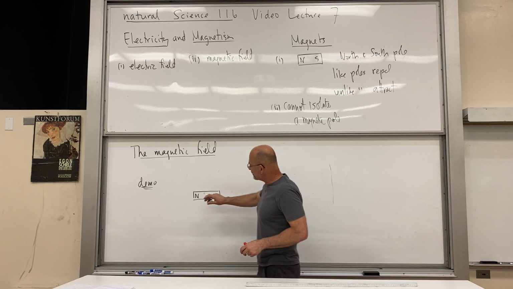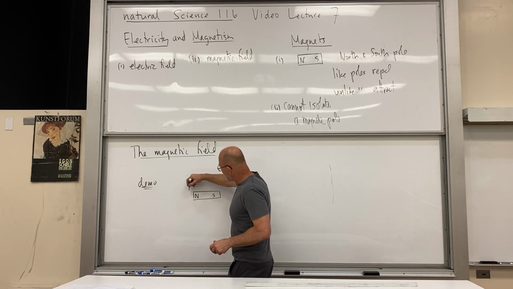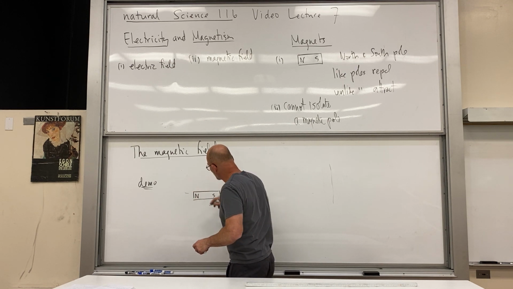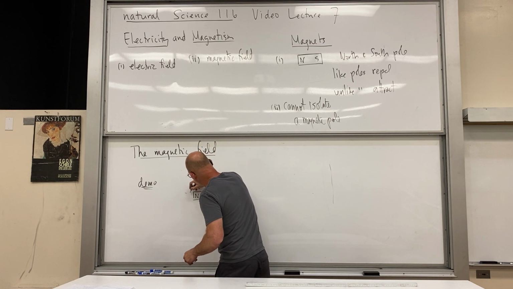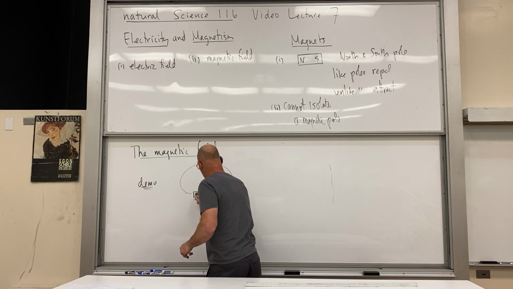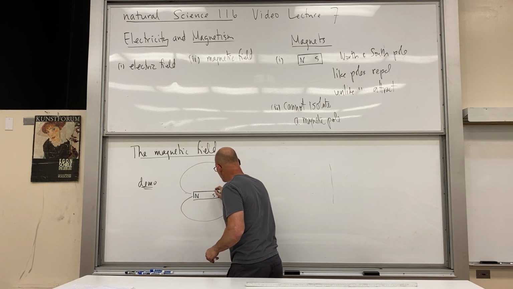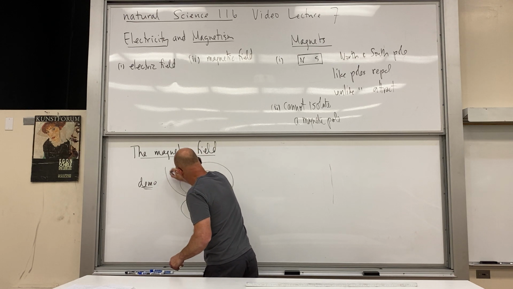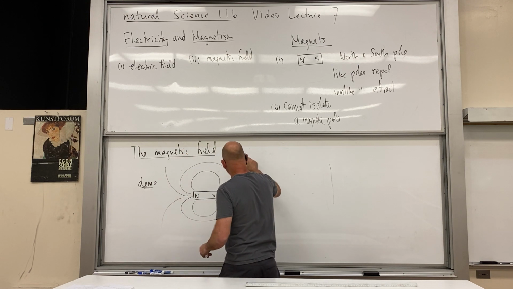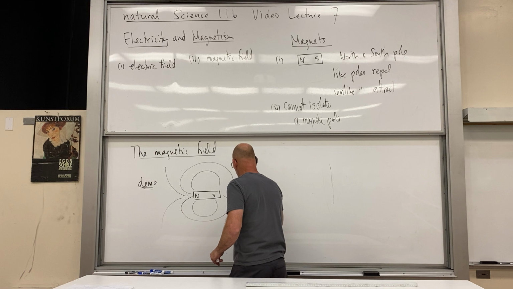So if I drop iron filings or compass needles, they all have some sort of a direction. Let me draw the field lines first. So for a magnet like this, we get field lines leaving the North Pole and going towards the South Pole.